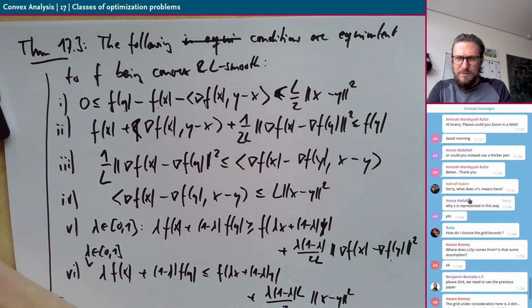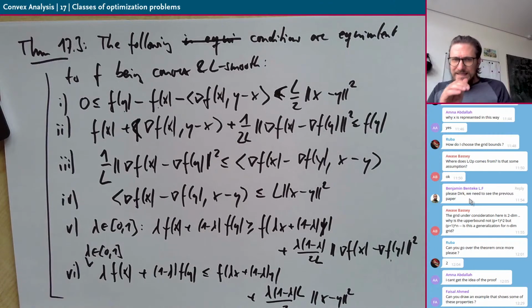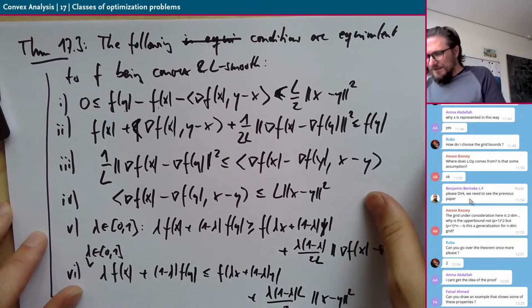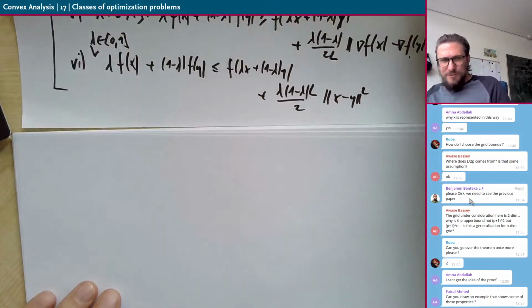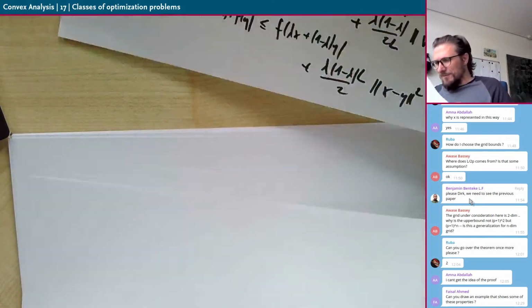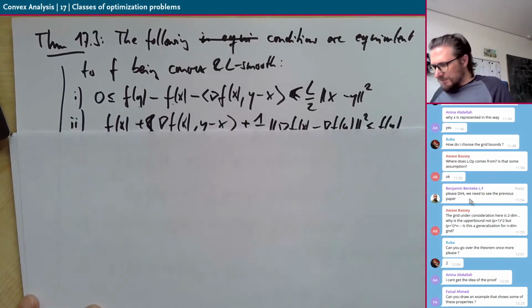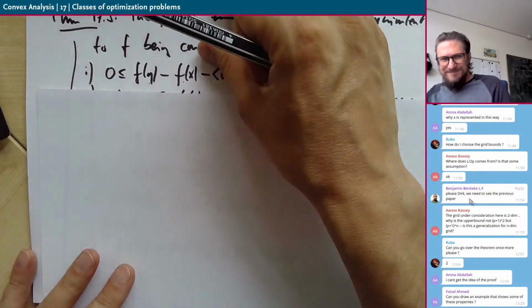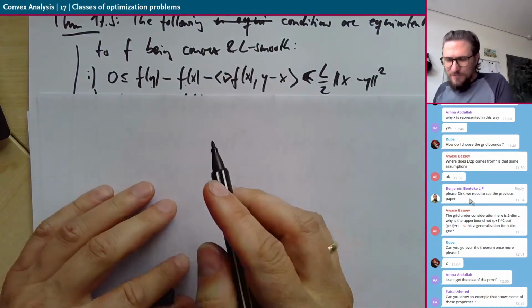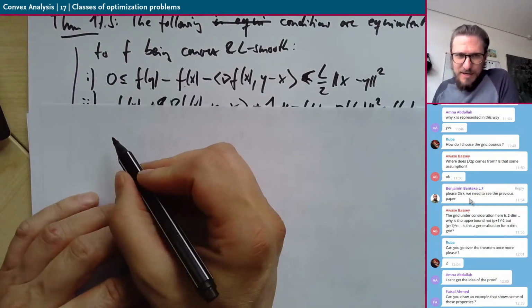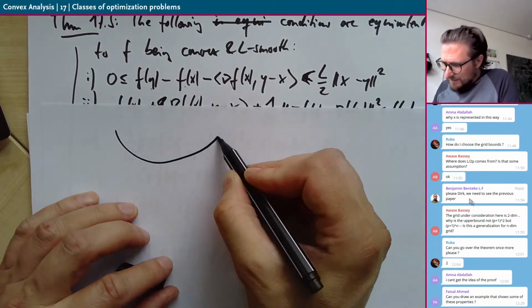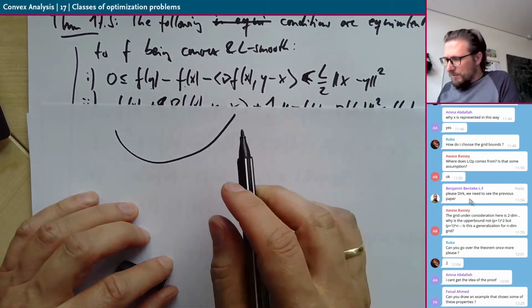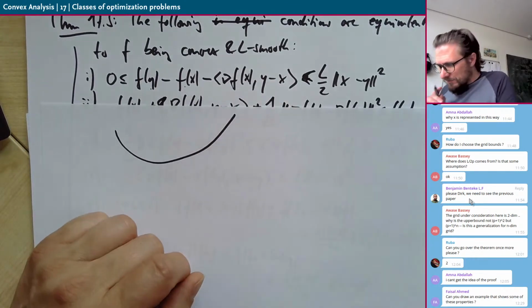Oops, what happened here? Yeah, that's tough. So maybe I try it for a few of them, but I can't do it for all of them because for some I don't have a good picture. So maybe the first one is the one where I can draw a nice picture.